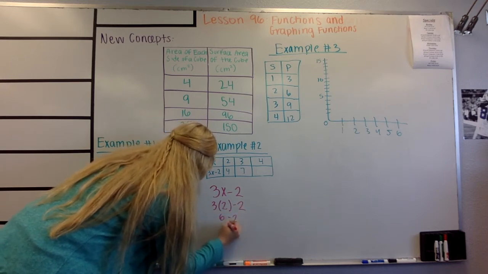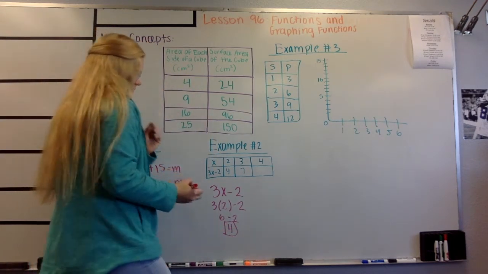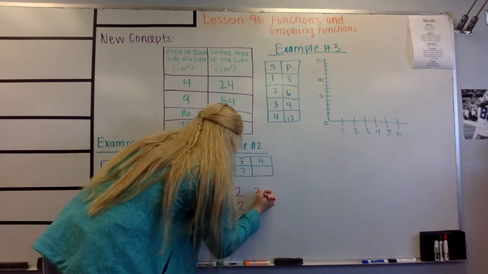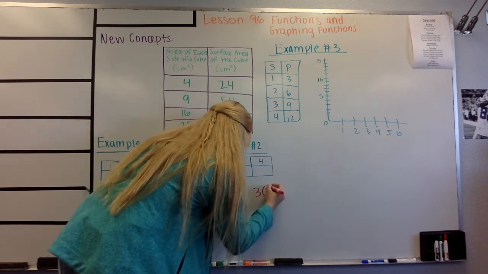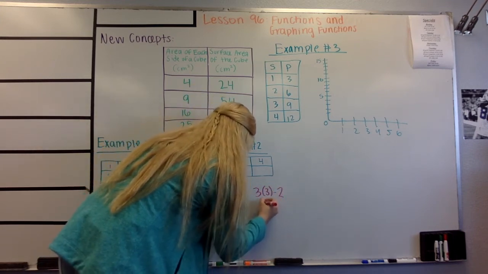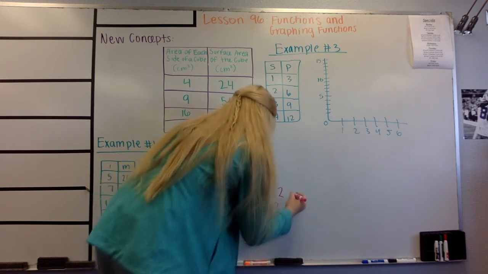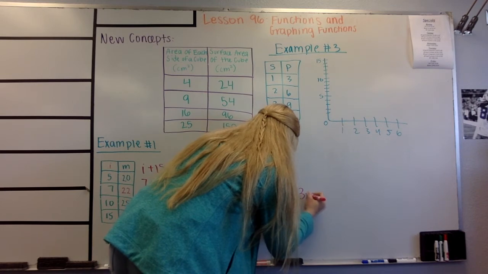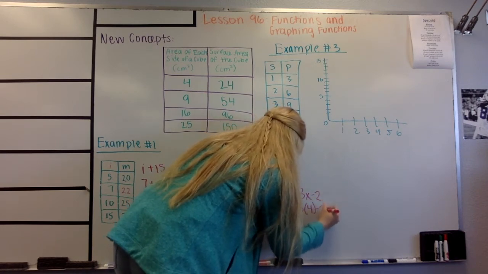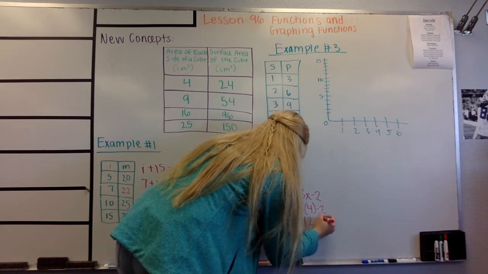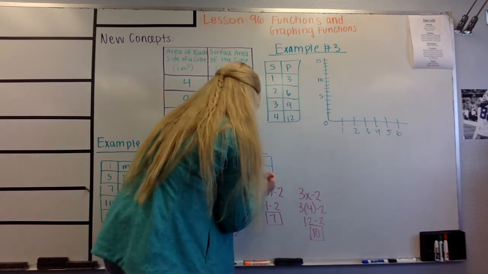Woohoo! That's exactly what we have on number 2. If I take the same equation and use 3, 3 times 3 equals 9, minus 2 equals 7. Exactly. Now let's see if we can get it to work for 4. So 3x, again, 3 times 4 equals 12. 12 minus 2 equals 10.